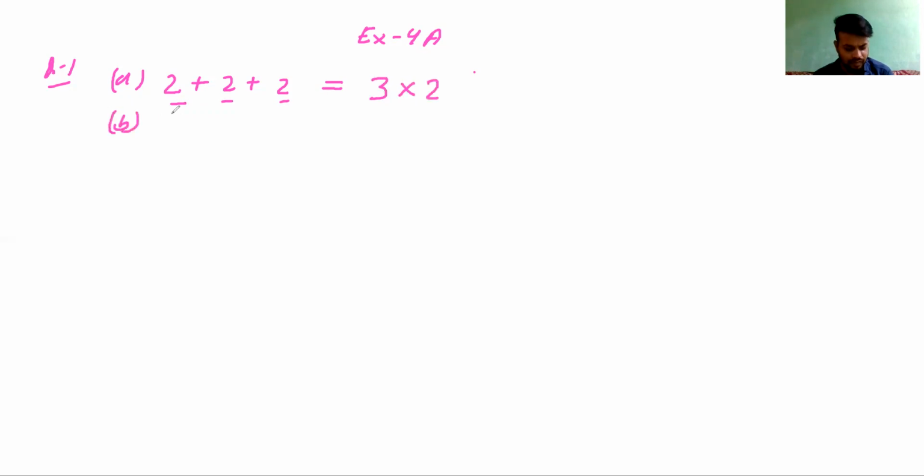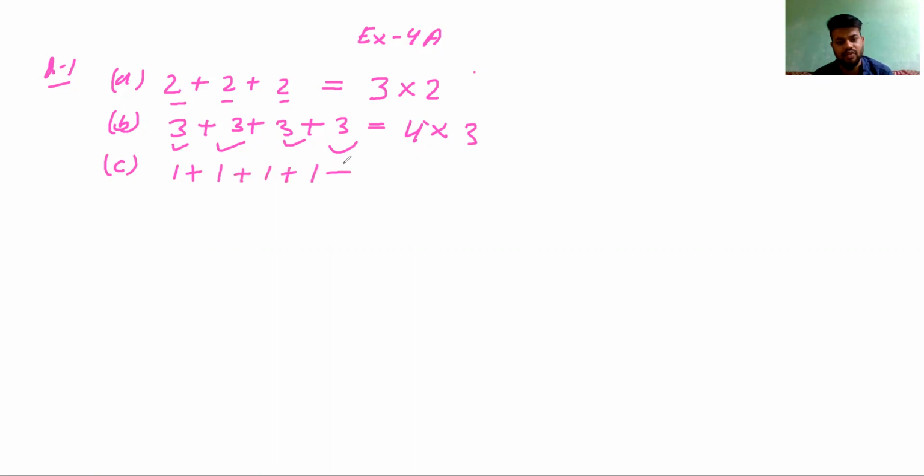Part B. 3 plus 3 plus 3 plus 3 is equal to, how many times 3 is given? 1, 2, 3, 4. So you will write 4 multiply by 3. This is the answer. In the same way, the third question is 1 plus 1 plus 1 plus 1 plus 1. So how many times 1 is there? 5 times. So we will write 5 into 1.